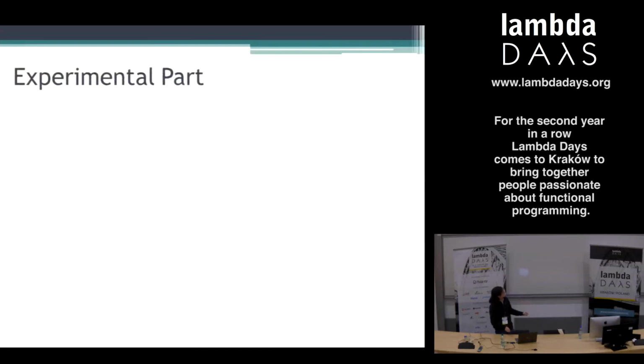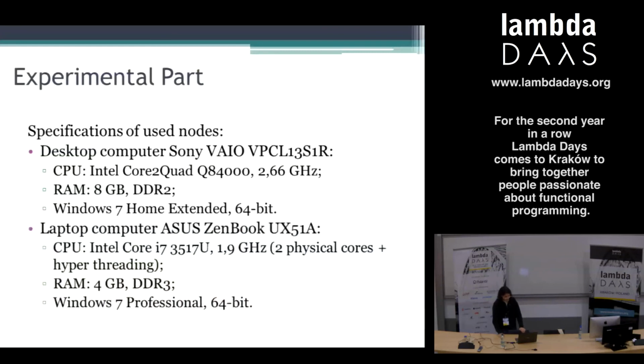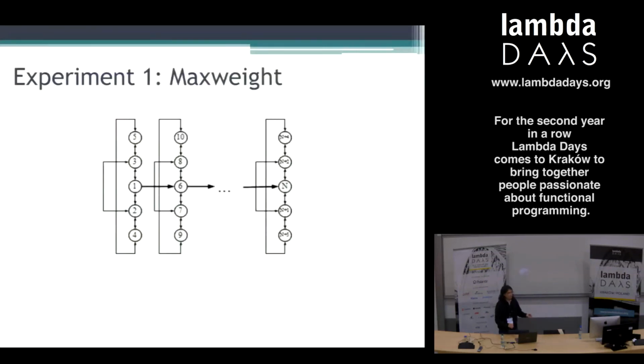So, some performance tests. I have used two nodes. First of all was a desktop computer with CPU Intel Core 2 Quad, DDR2 8 GB of RAM, and Windows 7 Home Extended. And another node was a laptop computer. So it's not interesting. Let's move on.